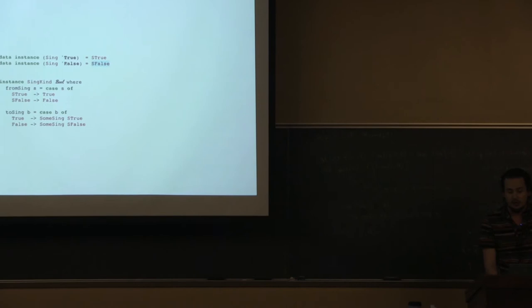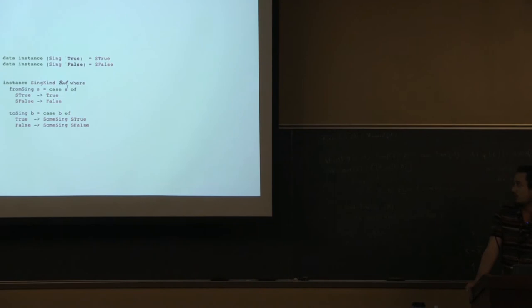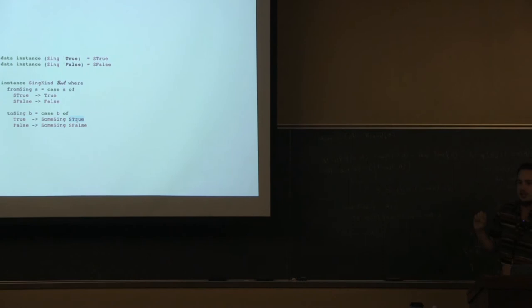I then need to write a bool sing kind instance, and I say from sing, right? You give me some singleton, I will inspect it. If it's true, then I'll give you true, right? If it's false, I'll give you false. So this is the one way of the isomorphism. The other way, you give me a boolean, and I'll say, is it true? Okay, I'll give you some sing of s true, otherwise some sing of s false. There's nothing interesting happening here, right? It's all just pattern matching of different symbols that just happen to exist at different places.